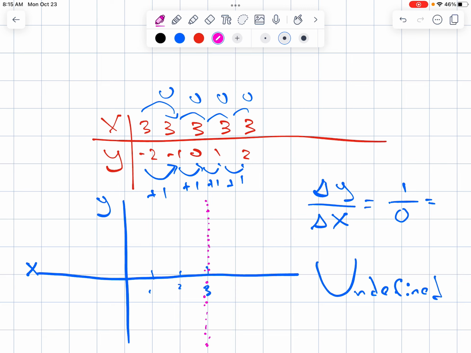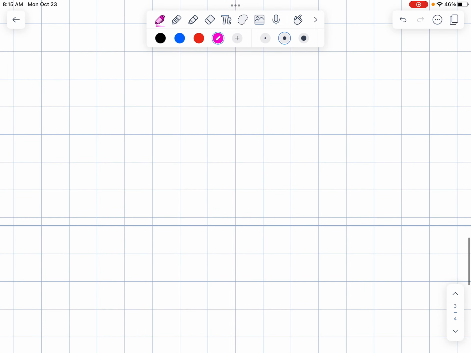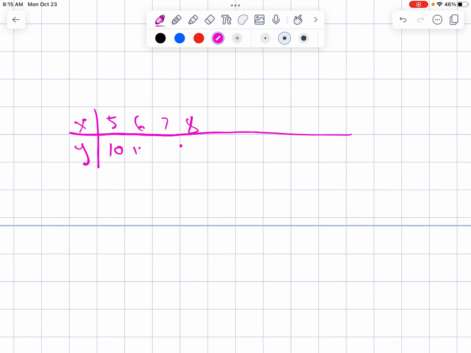Okay, now let me give you a couple to try on your own here. So let's do our x, our y, and 5, 6, 7, 8, 10, 12, 14, 16. So go ahead and figure out the slope on this one. Okay, so you should have gotten the change in the y values is 2, change in the x values is 1, so the slope is 2 over 1, which is 2.